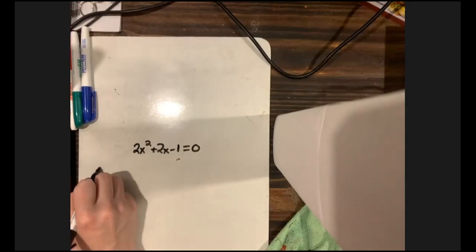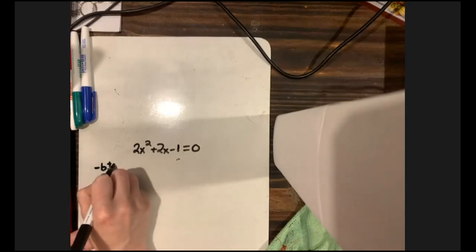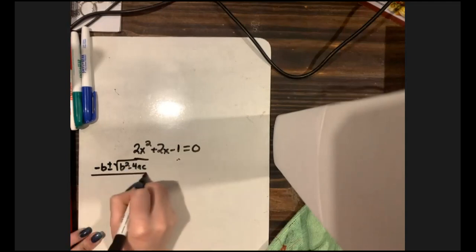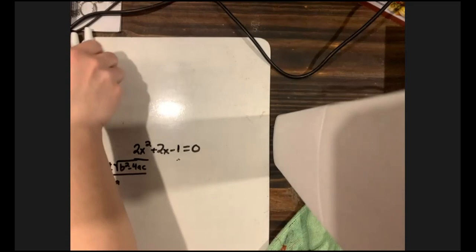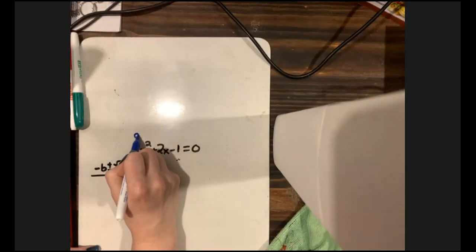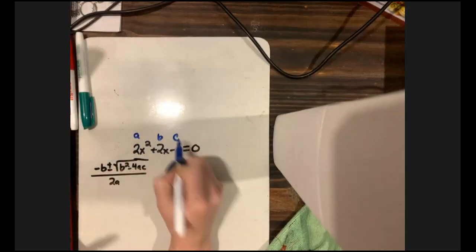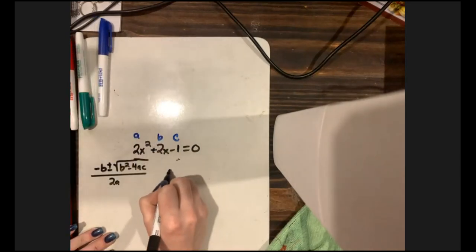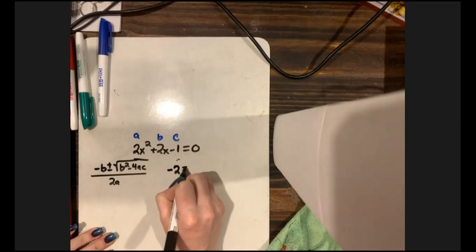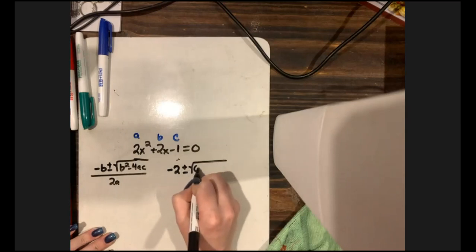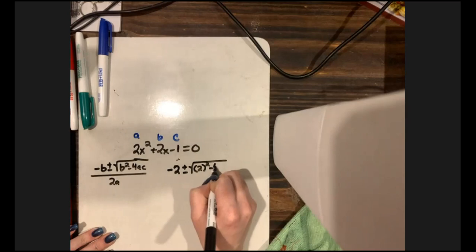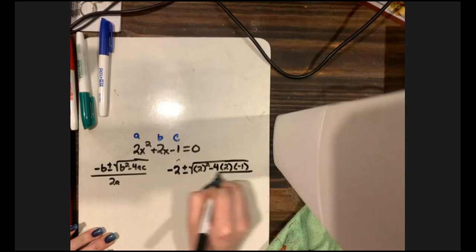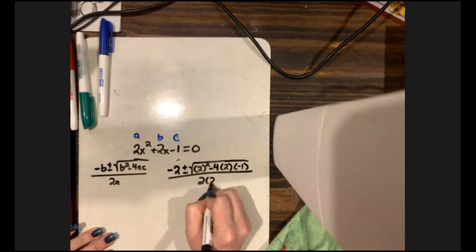So what we're going to do is write my formula. I've already got everything on the same side. So here's my a, here's my b, there's my c, and your sign goes with you when you do this. So I've got negative 2 plus or minus the square root of 2 squared minus 4 times 2 times negative 1, all over 2 times 2.